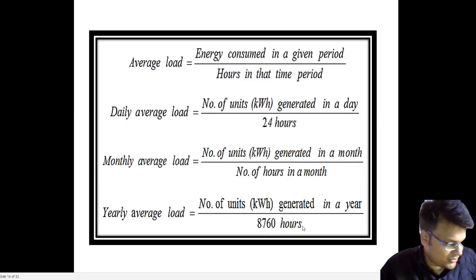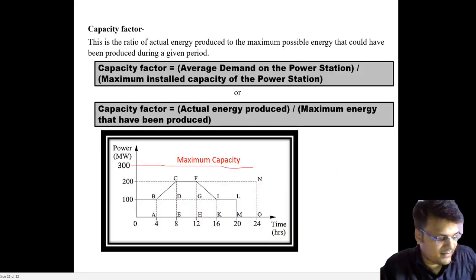Someone asked here, if the value is greater than 1, if we take it in kilowatt hour, it will come greater than 1. We have to mention the unit, so it will be considered the correct answer. So suppose here the maximum demand is given as 100 megawatts.